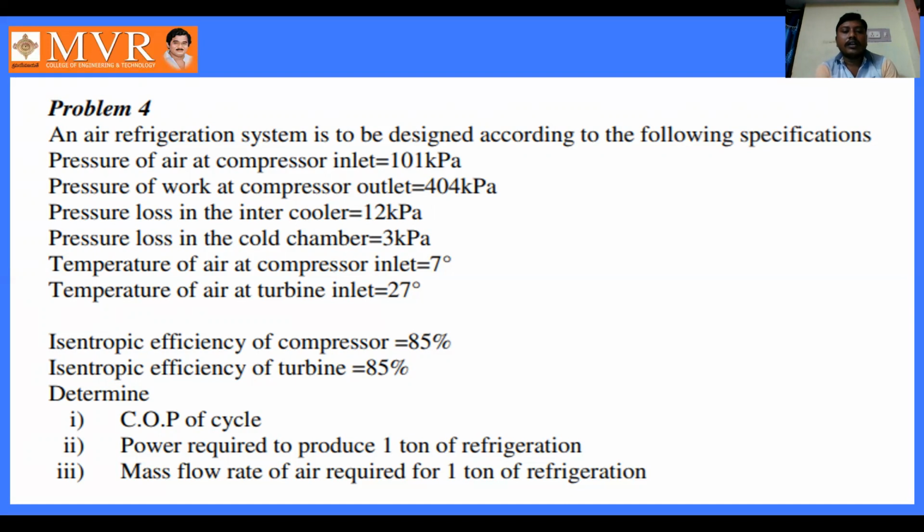For getting 1 ton of refrigeration, what is the power required here? And mass flow rate of air required for 1 ton of refrigeration: for 1 ton of refrigeration, what is the air flowing or circulating in the system? By using the above specifications, we need to calculate these 3.